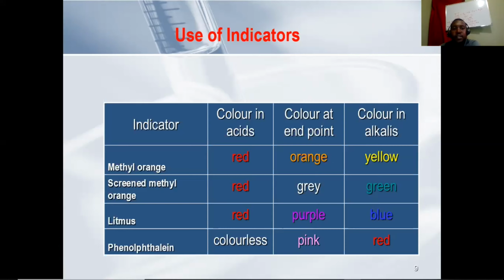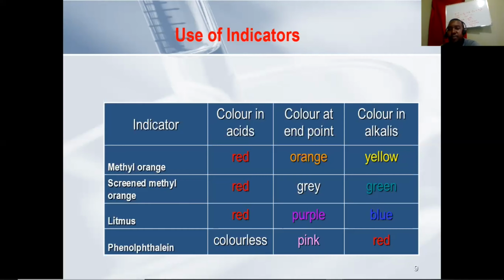These are the different indicators that we use daily in the lab. We have methyl orange, screened methyl orange, litmus, as well as phenolphthalein. These are the colors when they are in specific types of solutions. What we're looking at would be the endpoint colors. Depending on the indicator we use, let's say we use methyl orange, we drop from our burette until we get that orange color. That orange color tells us that that's our endpoint in the reaction. So we look for the orange color if it's methyl orange, and if it's screened methyl orange, we look for the gray color.